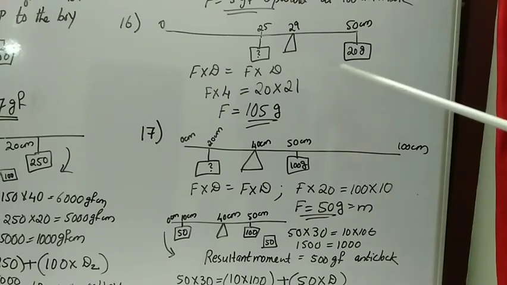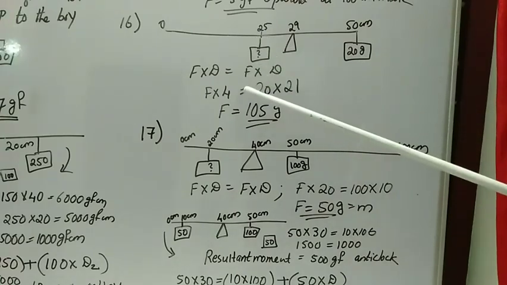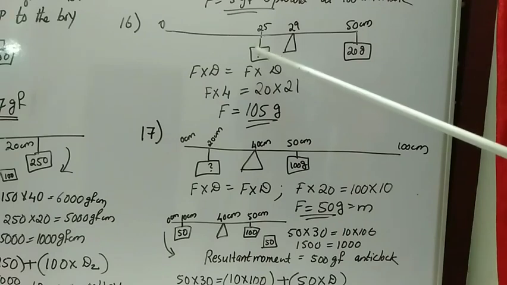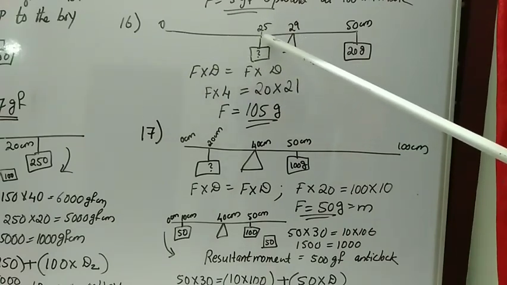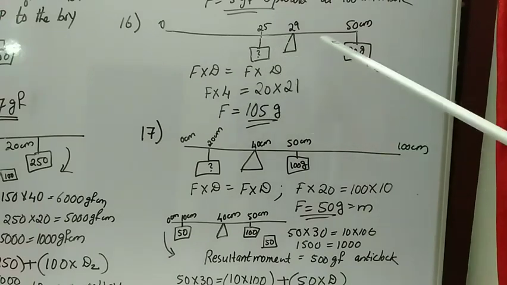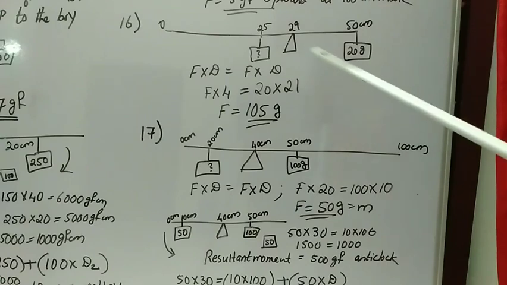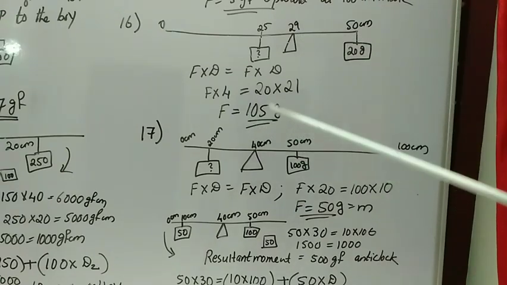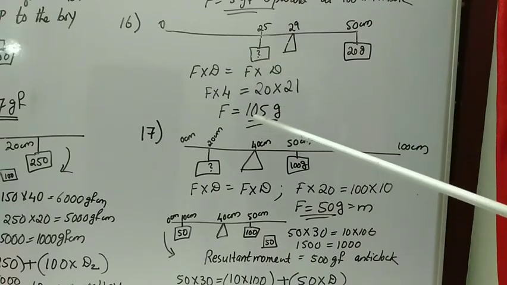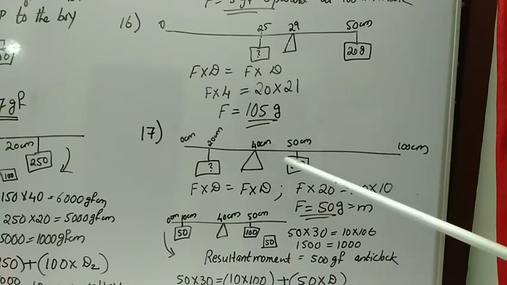You are asked to calculate the weight of the ruler. Weight will be always at the center. So force into distance. Force we need to find. Distance is this small distance, that is 4 centimeter is equal to 20. This is the weight. Force into this distance is 21. So from that we will get force, or weight of the ruler, is 105 gram.